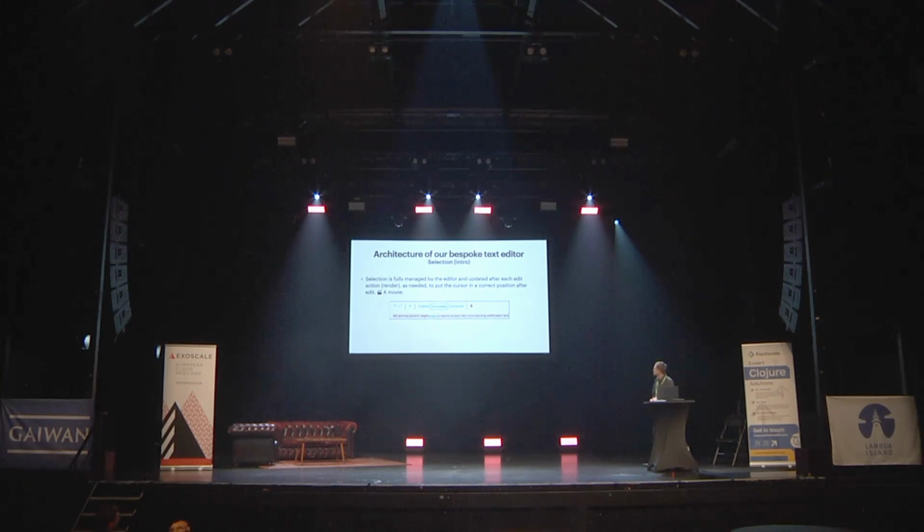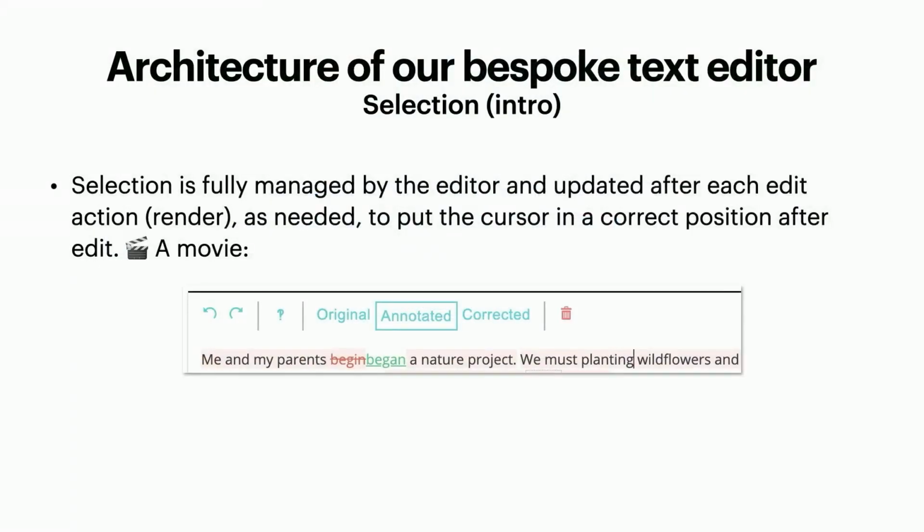So as I'm typing, when a new token is created, the cursor jumps right into the correct place, so the user can just keep typing without worrying about where to put the cursor.